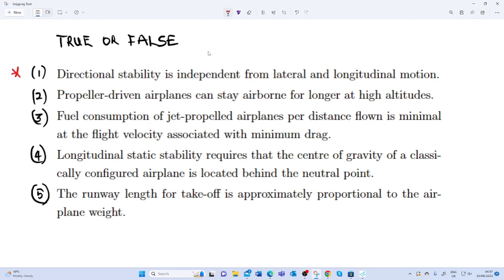One, directional stability is independent from lateral and longitudinal motion. Once again, directional stability is independent from the lateral and longitudinal motion. Directional stability is always dependent, not independent. So therefore, this is a false statement, because directional stability is always dependent on the lateral and longitudinal motion. So this is false.